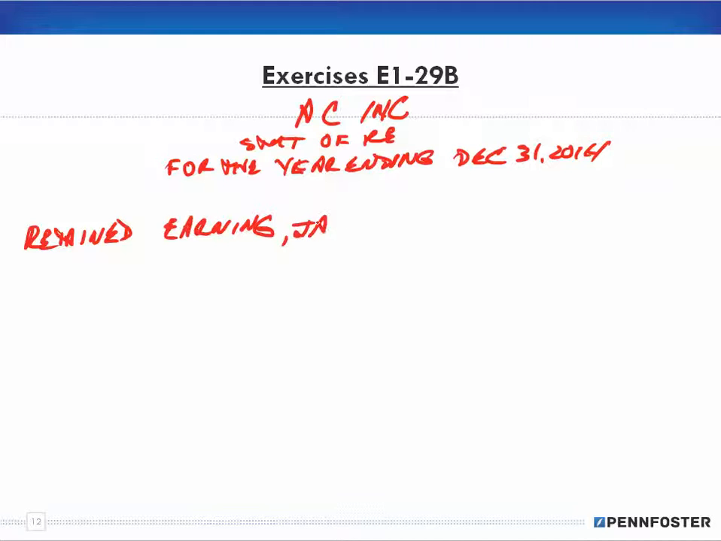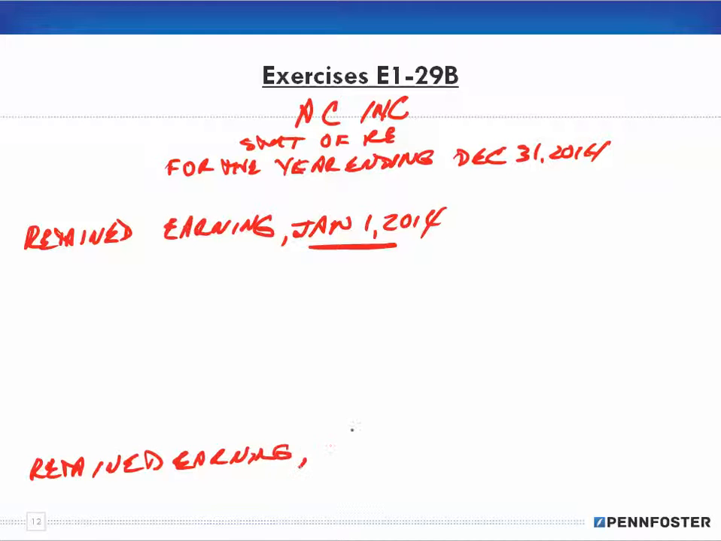Now, when it comes to our statement of retained earnings, we have a beginning, and we have to list the date. So that would be January 1, 2014. We have to put in the date to know where this statement starts, because remember, it's for a period of time. And then of course we have our retained earnings at the end, so that has to have a date, December 31, 2014. We knew from our data that our retained earnings at the beginning of the year was 0, and we have to put a dollar sign because it's the first number in that column.